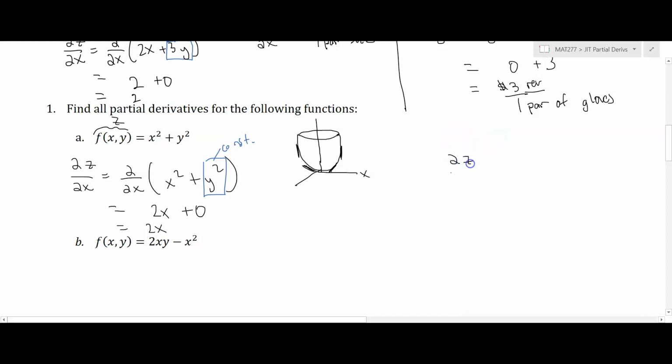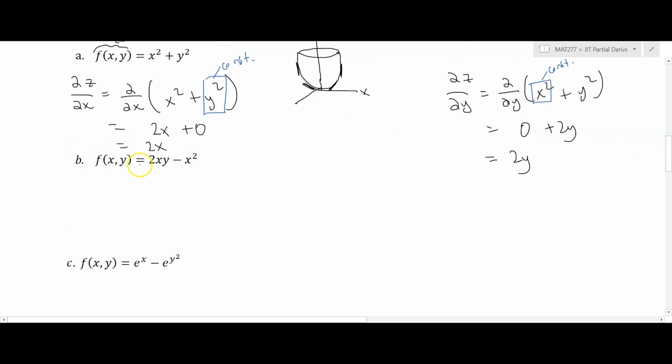And to find dz dy, we're going to take the derivative with respect to y of x squared plus y squared. And now we're just going to hold x constant. So any function of x is going to be constant. And the derivative of a constant is 0. The derivative of y squared with respect to y is 2y. So we get our answer of 2y. Now these are kind of the same, in a sense, but this function here is symmetric. So we'll leave it at that. I don't want to get too much into the interpretation of it at this moment.